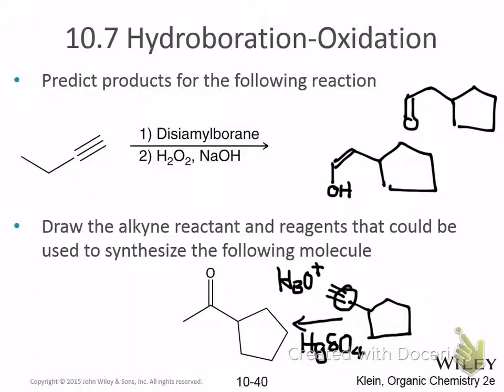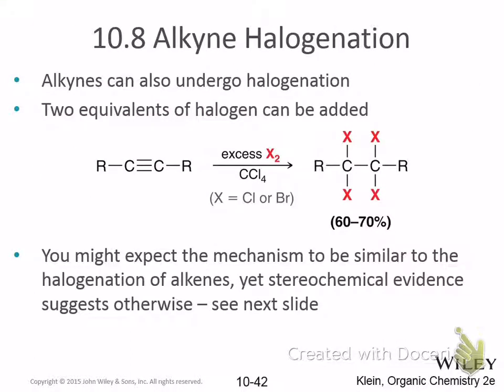Let's see what else I have. Hang on, let me pause for a second. What kind of addition is the halogenation reaction? Is it anti or syn? It's anti, right? So the halogen groups have to end up on opposite sides. Now, if you have an excess of halogen, you automatically get 4 halogens added, right? 2 to each carbon on either side.